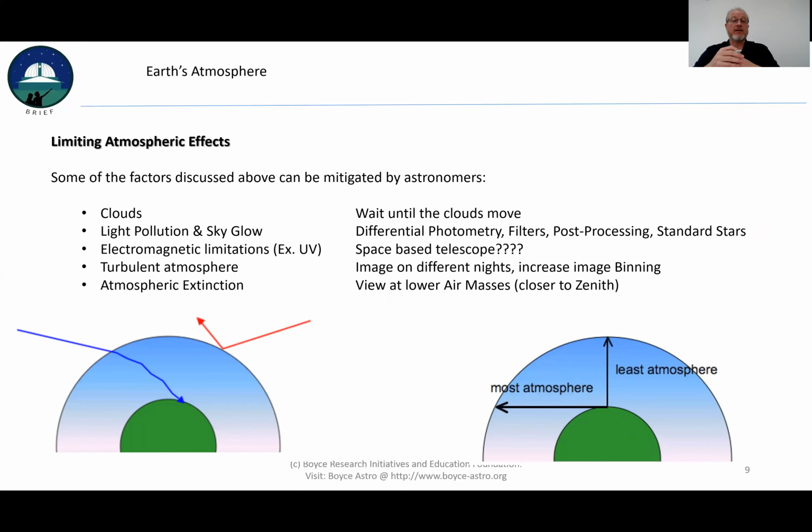Limiting atmospheric effects. Some of the factors discussed above can be mitigated by astronomers. In the case of clouds, we wait until the cloud moves. For light pollution and sky glow, we can use differential photometry, filters, post-processing, standard stars, or go to the desert, somewhere dark, and do your imaging. For electromagnetic limitations, go high up on a mountaintop or use space-based telescopes. For a turbulent atmosphere, image on different nights, or increase the binning, which allows you to minimize some of those turbulent impacts on your images. For atmospheric extinction, view at lower air masses, when the star is more overhead.